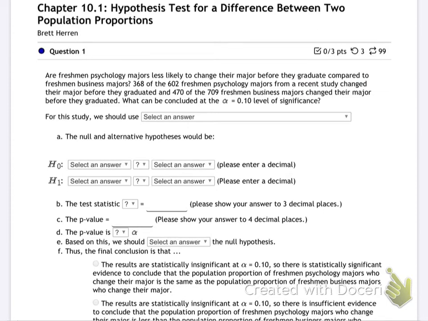I changed my major after 4 years of college. It wasn't a dramatic change, though, from computer engineering to math. So it was pretty much the same those first few years. But anyway, so who's less likely to change their major?